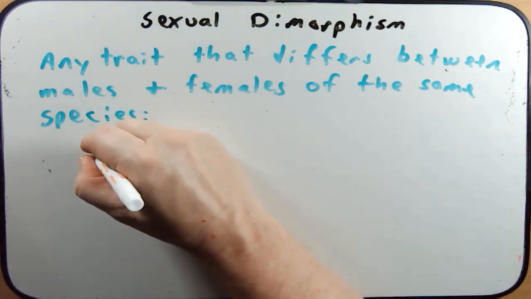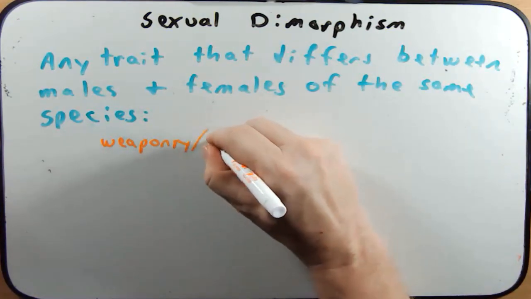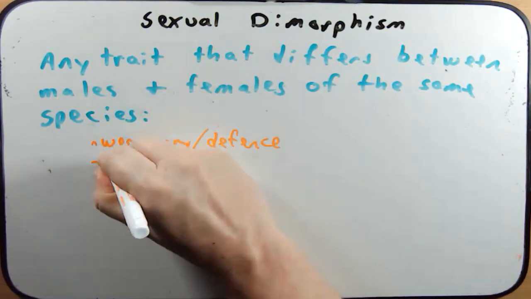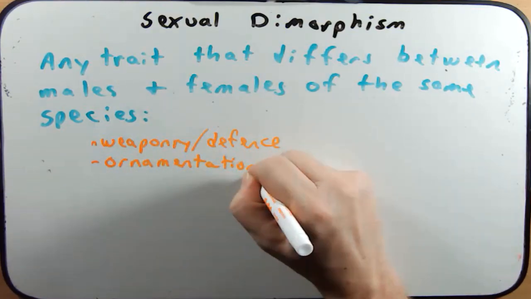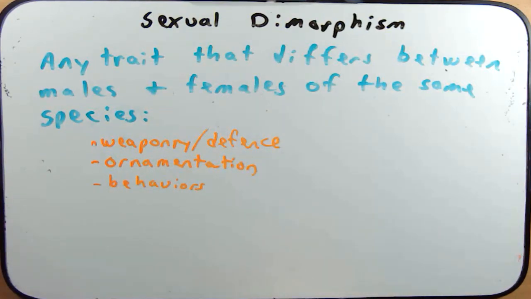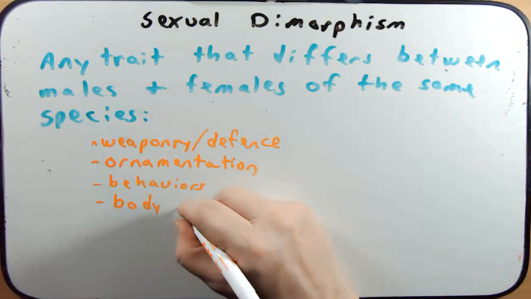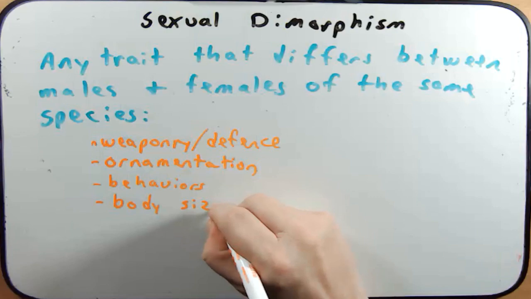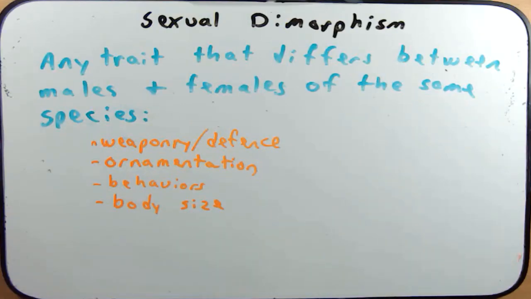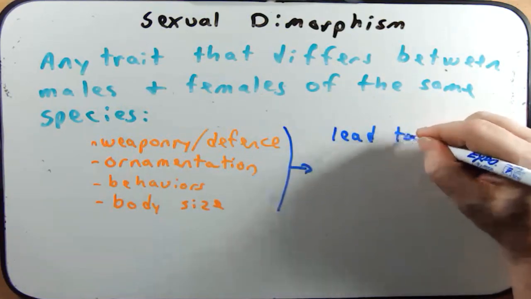These can be a wide variety of things. They could be some kind of weaponry or defense, ornamentation, like we see with the peacock behaviors. Some males in some species will have an elaborate courtship dance, and body size, just like we talked about a moment ago about the elephant seals. As we said before, males typically will have more traits that function in courtship or competition for mates than females will. All of these, and others that I didn't list here, lead to reproductive success.